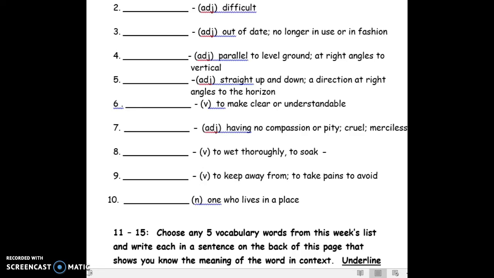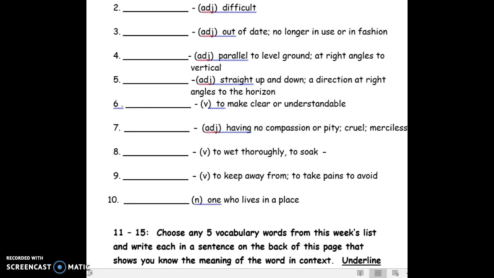For numbers 11 to 15, you need to choose 5 vocabulary words. Please choose wisely. Choose the ones that you're sure you correctly match the definition to. And then write each in a sentence on the back of this paper that shows that you know the meaning of the word in context. Context, which means you use the word appropriately, not that you put the definition in your sentence.